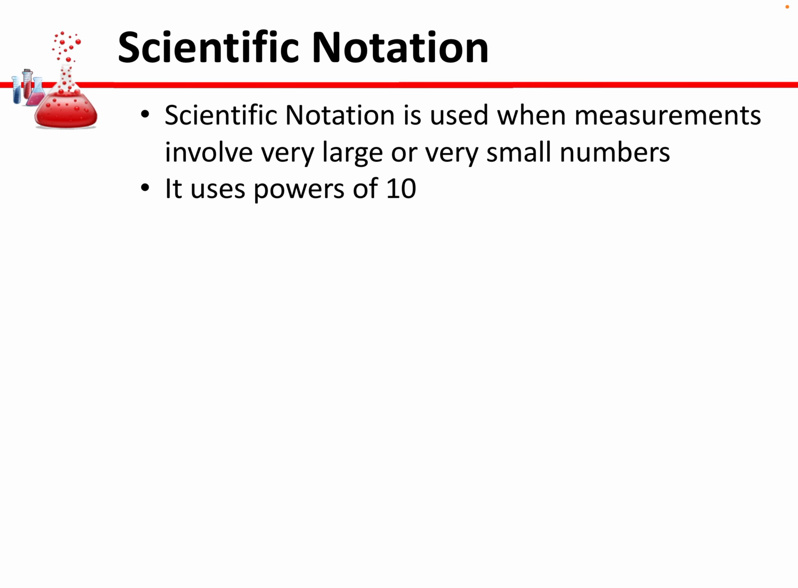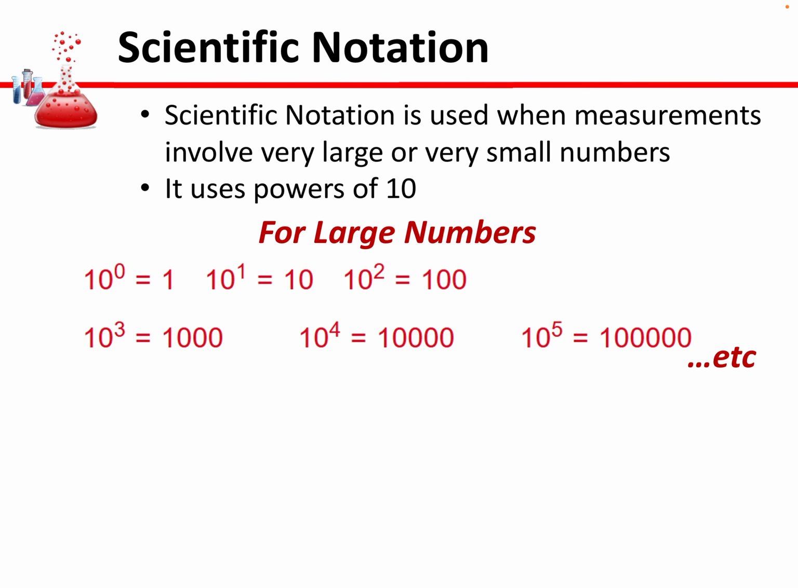So scientific notation is often used in chemistry because we're often using very, very small numbers, right? If we're talking about atoms or something, they're very, very tiny and you have a lot of them present oftentimes. So scientific notation is very useful for being able to talk about numbers and do math with numbers that are very, very large or very, very small, depending on what you're doing. So scientific notation uses powers of 10.